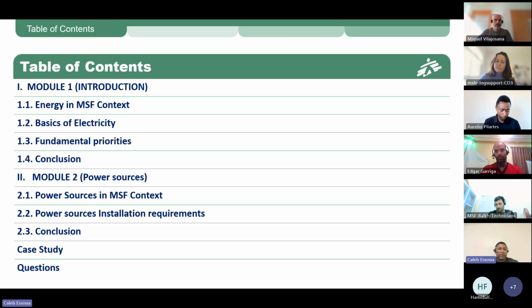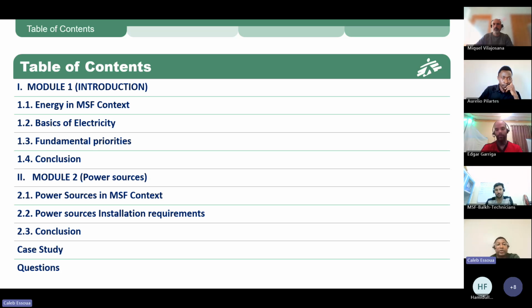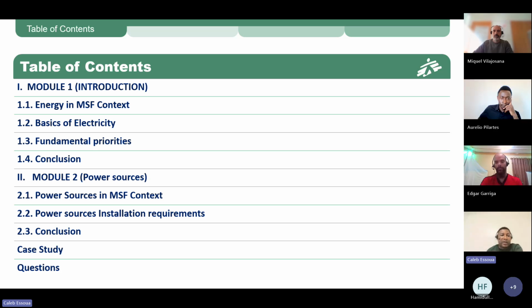The content of this training today is, as I said, module 1, which is the introduction. In the introduction module we will cover energy in the MSF context, the basics of electricity, and the fundamentals of electrical installations in MSF. In module 2, power sources, we'll talk about the power source in the MSF context and the power source installation requirements.